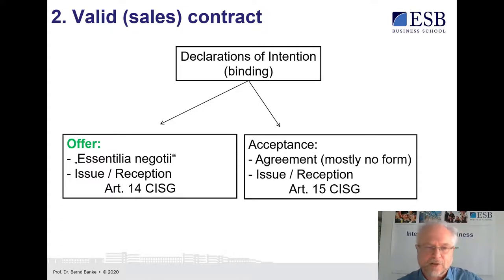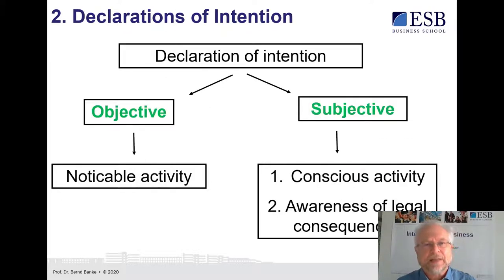Now, what are the essentials of a contract? It's pretty easy. It's the price, the good, and the parties. Otherwise, it's not it. And somehow that declaration of intention got to be issued. It got to be dispatched or whatever. If I just feel like buying a Ferrari, the Ferrari dealer doesn't know that I want a Ferrari. So somehow I've got to give him a notice about that. And that would be called issuing or dispatching it. And on the other hand, it's going to reach the other person, the dealer or whoever. So let's have a look at these parts.